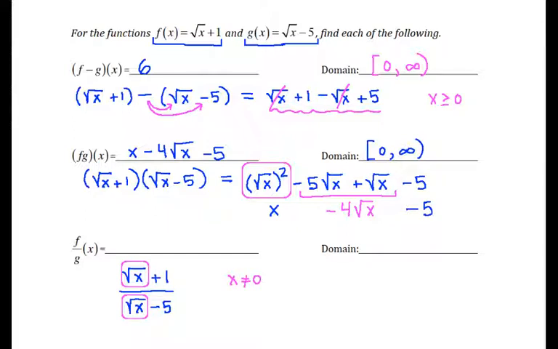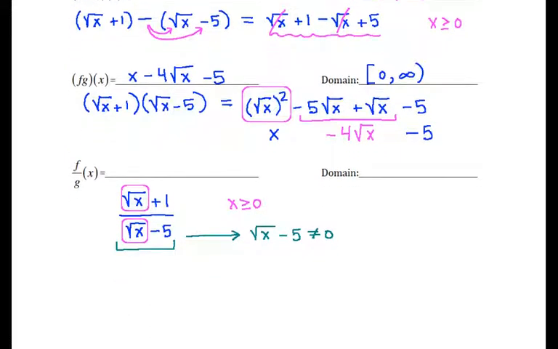However, I get an additional restriction coming from the denominator. The fact that I have the square root of x minus 5 in the denominator tells me that the square root of x minus 5 cannot equal 0. I'm sorry, I said x can't equal 0, but I was thinking about the denominator already. The fact that I have square root of x really means that x must be greater than or equal to 0. But this not equal to 0 is correct in this part: the square root of x minus 5 cannot equal 0. So let's go ahead and solve that as an equation.